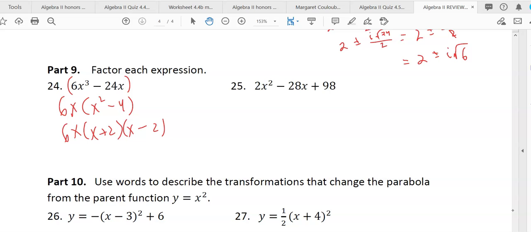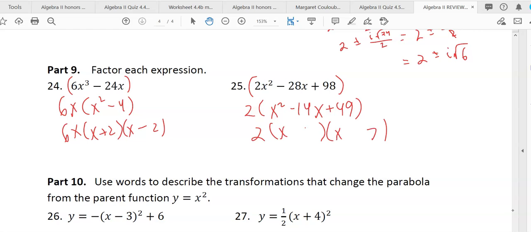Ooh, this one looks tough. Let's make it easy. Let's factor out the GCF of 2 first. So x squared minus 14x plus 49. I don't know if it's easy, but it's easier. Well, I like that. This would be x and x. Got to be 7 and 7. Minus and minus, and you got it.